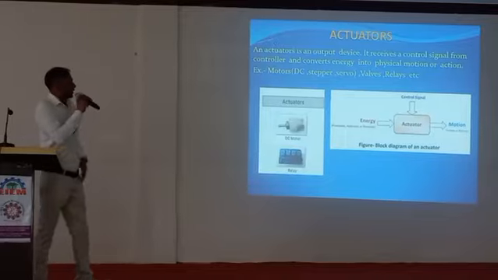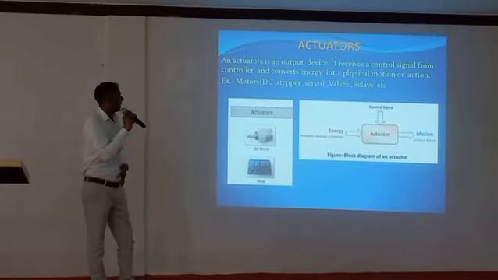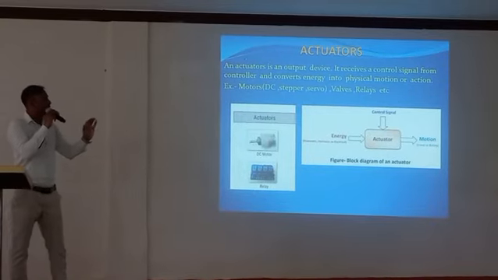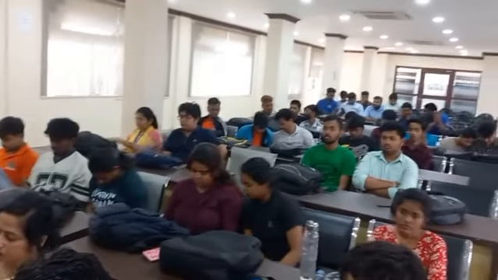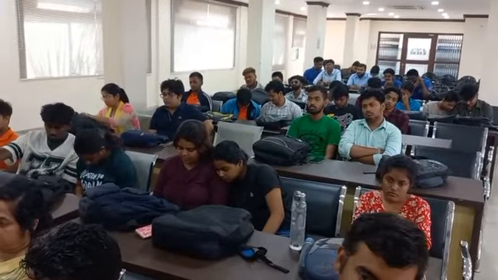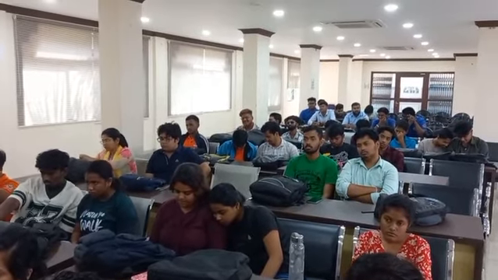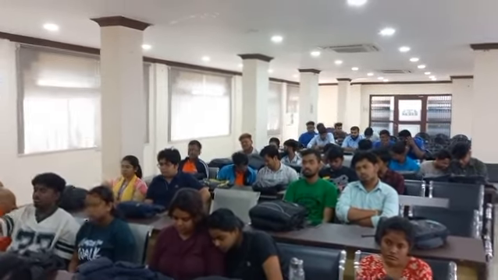After sensors, the second thing is actuators. An actuator is nothing but an output device. This is a block diagram of actuators. Basically, actuators convert the input energy into action at the output. This control signal basically comes from the microcontroller.